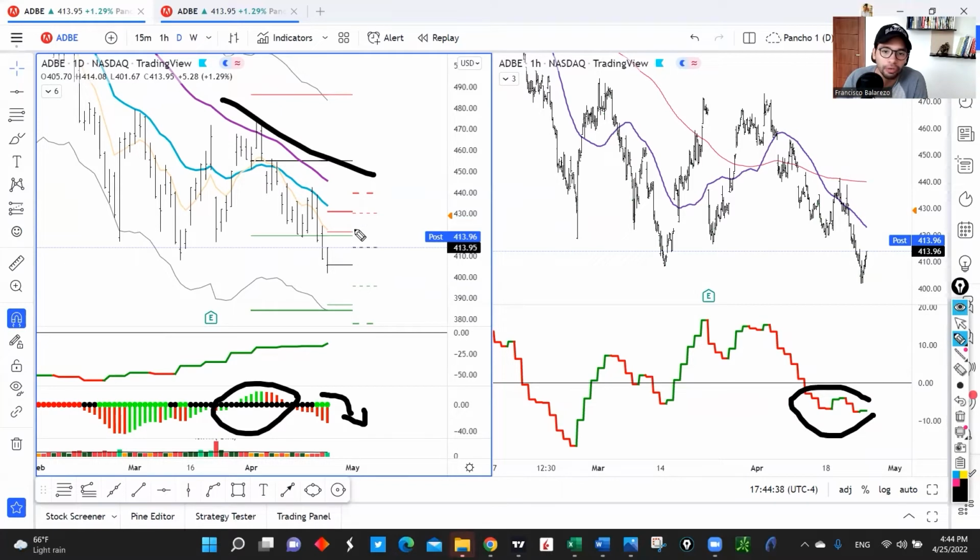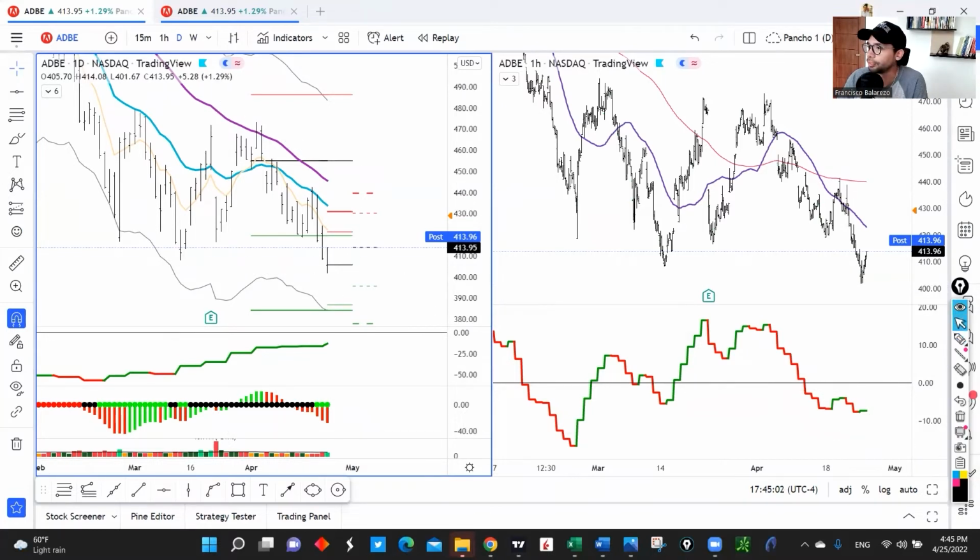So I'm basically looking for Adobe to come all the way up here to that quant pivot H2 level, which is near that declining 21 exponential moving average, somewhere around 430, and that will be my opportunity to short. And then I'll be looking for Adobe to break these lows and then continue lower, perhaps to this monthly quant pivot level down here.